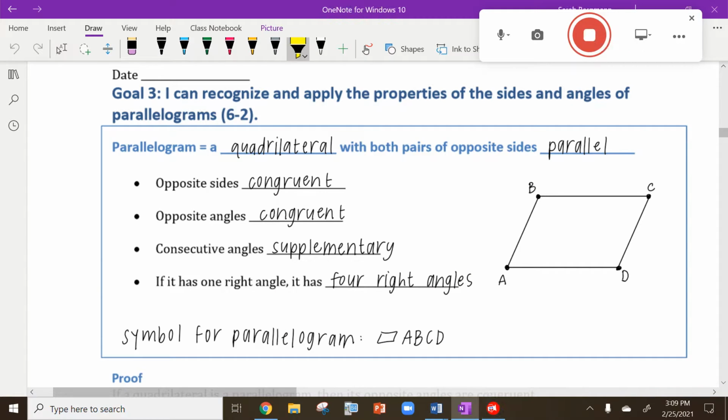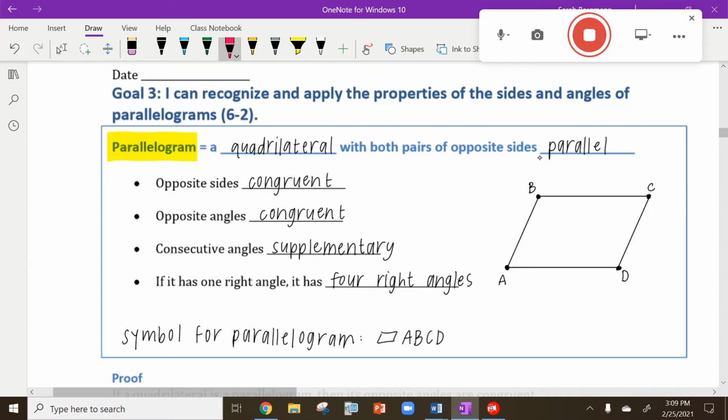Hi everyone, today we are going to be looking at a specific type of polygon. It is a polygon with four sides, a quadrilateral. This is a specific quadrilateral called a parallelogram. A parallelogram is a quadrilateral, so it has four sides, and it has some special properties.